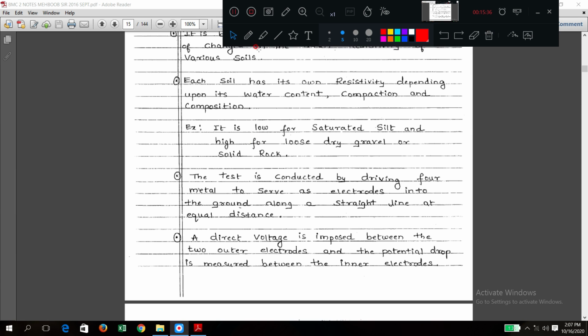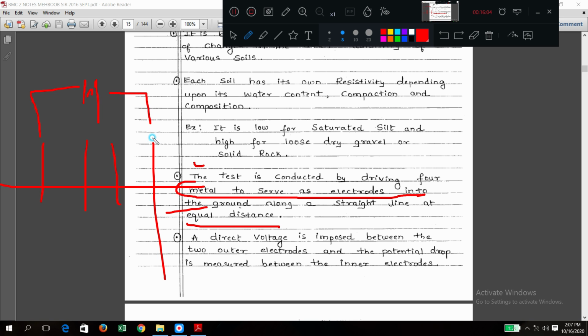Now, how is it conducted? The test is conducted by driving four metal electrodes into the ground along a straight line. One electrode, two, three, four. Four electrodes are driven into the ground. Now, a direct voltage is applied between the two outer electrodes. That means these are the two outer electrodes. There may be some source of supply, so that voltage is applied on the two outer electrodes.